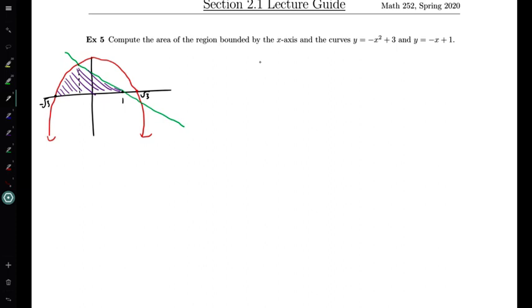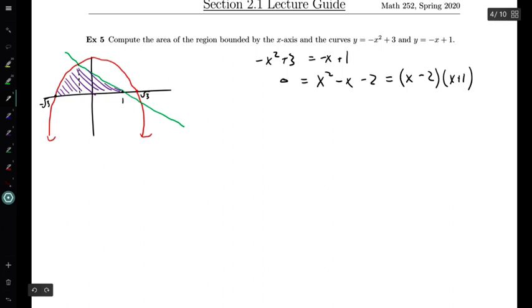So in order to compute the x value of that intersection point, I want to find out when is minus x squared plus 3 equal to minus x plus 1. This is a quadratic relation here, so I need to solve for x. Adding everything to the right-hand side, we'll have a positive x squared, we'll have a minus x, and I've got a plus 1 minus 3, which is minus 2. Factoring this is going to give me x minus 2 times x plus 1.